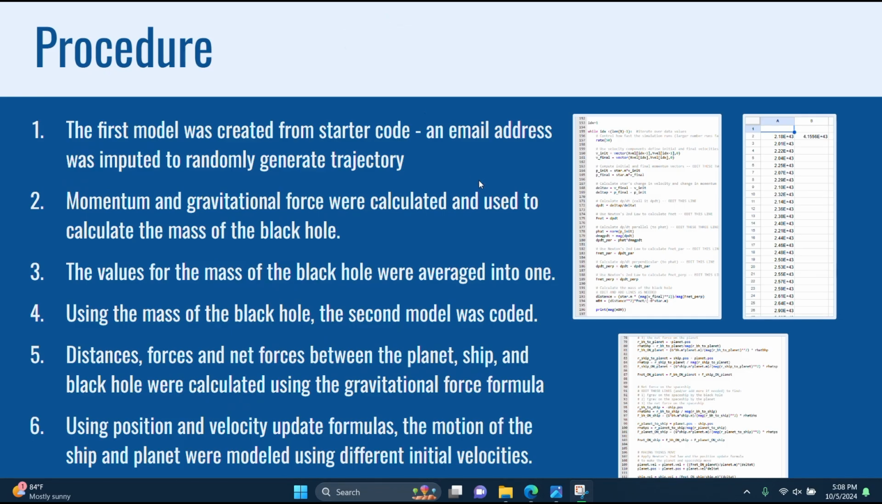So to go through the procedure here, the first model was created from starter code. An email address was actually used to generate the random trajectory. Momentum and gravitational force were used in the first model to calculate the mass of the black hole. The mass of the black hole was averaged into one mass and then put into the second model, where distances, forces, and net forces were calculated using gravitational force, and then I can input velocities and test whether they allow the ship to escape the orbit or not.